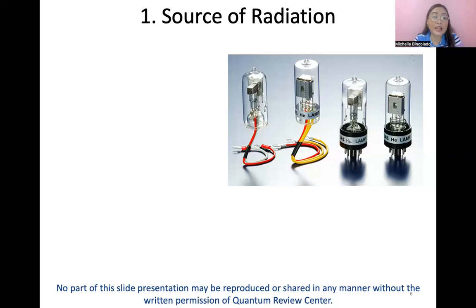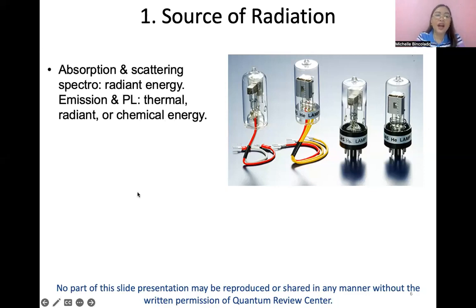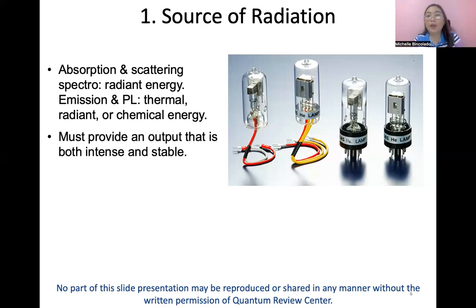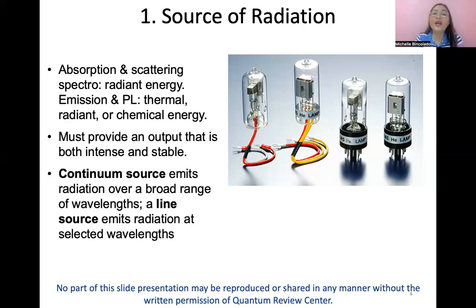The first part again is the source of light or radiation. So we have here several lamps in this picture. Guys, these are used in different types of spectro techniques. For absorption and scattering, we use radiant energy. For emission and photoluminescence, the sources that can be used are thermal, radiant, or chemical energy. The requirement for the source of light is that it must provide an output that is both intense and stable.